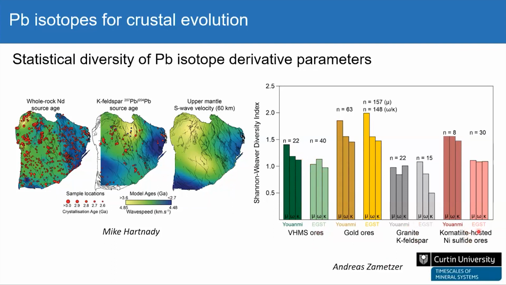And this is kind of consistent with the idea that the eastern goldfields is a more juvenile package. What's interesting, though, is that gold ores over everything show the greatest diversity. And this points to gold ores forming from a range of fluid sources, including both crustal and mantle fluids. Okay, so that's a very high-level overview of lead isotopes and how we can use it for crustal evolution.